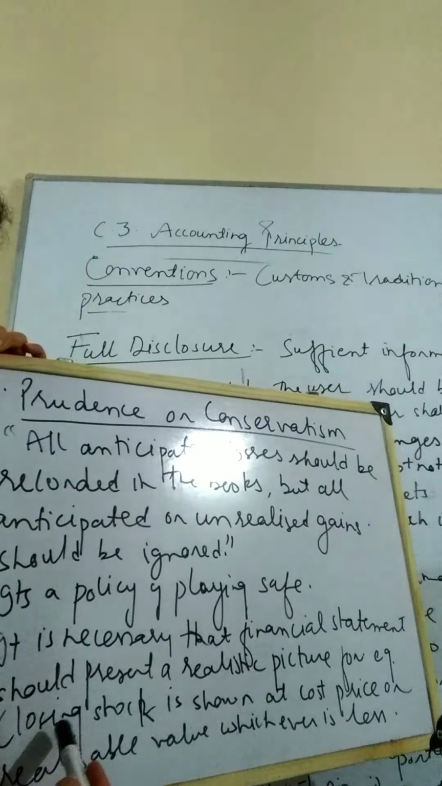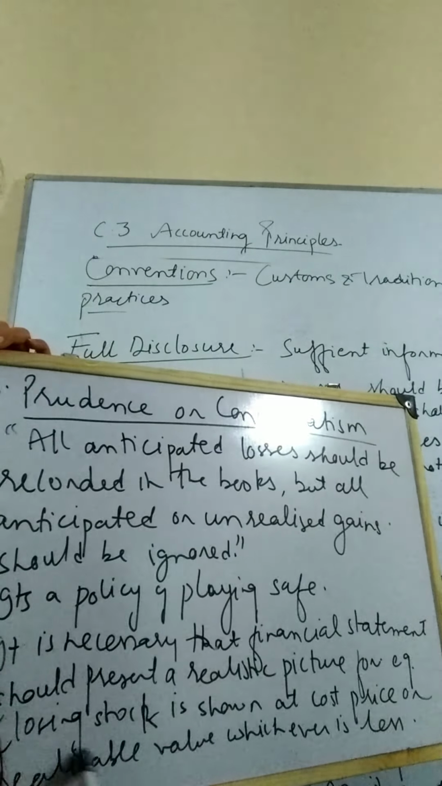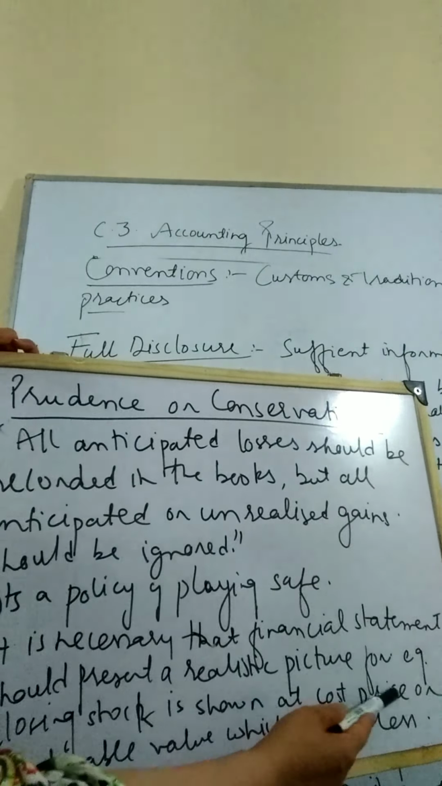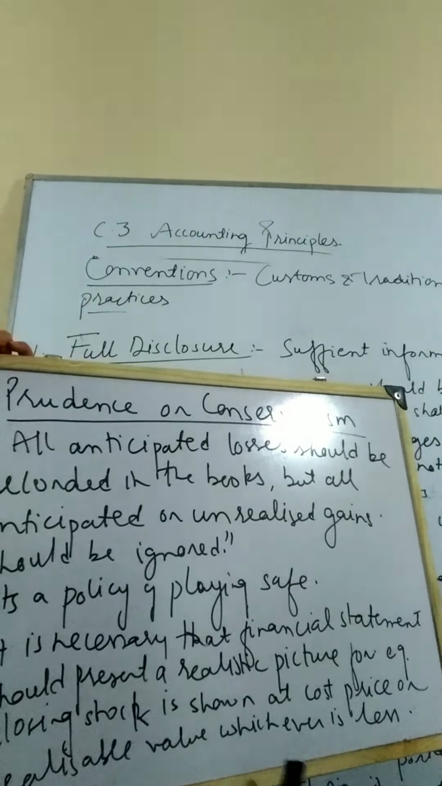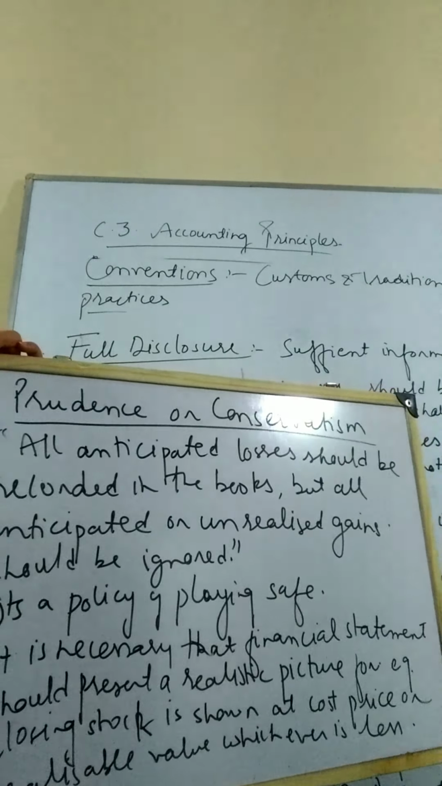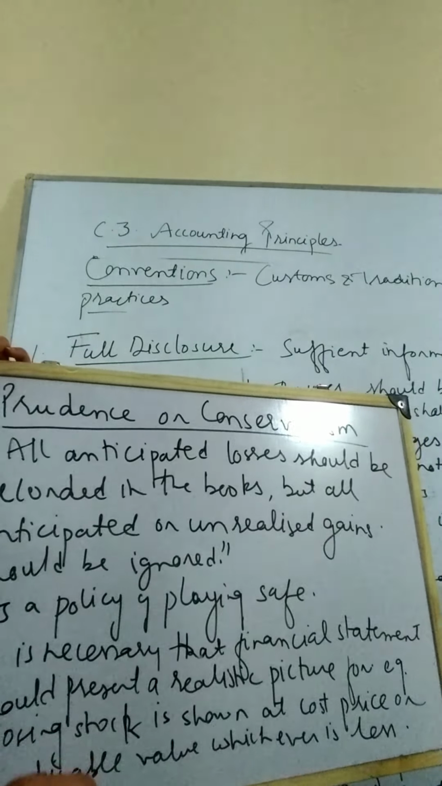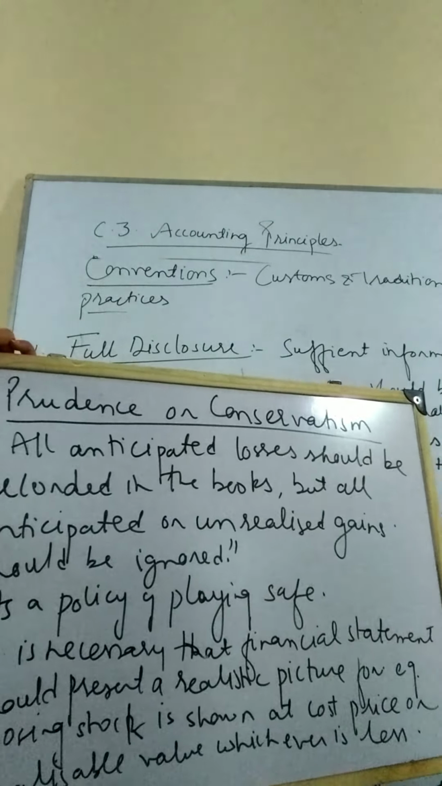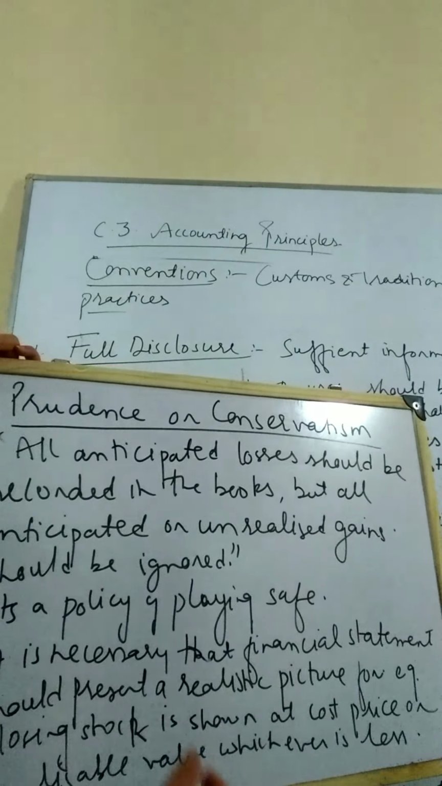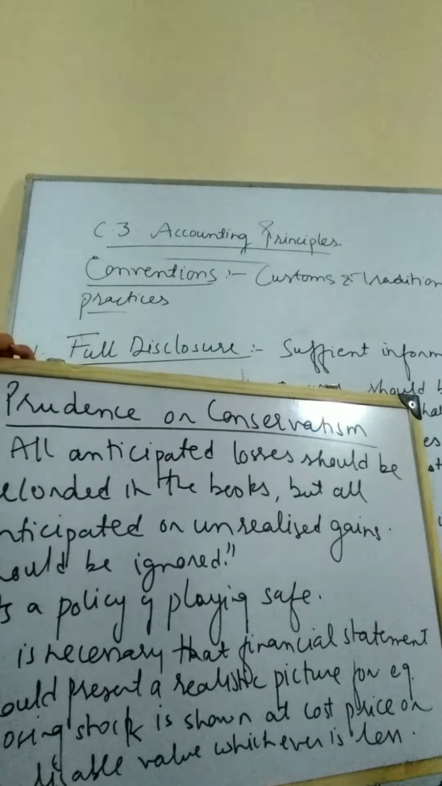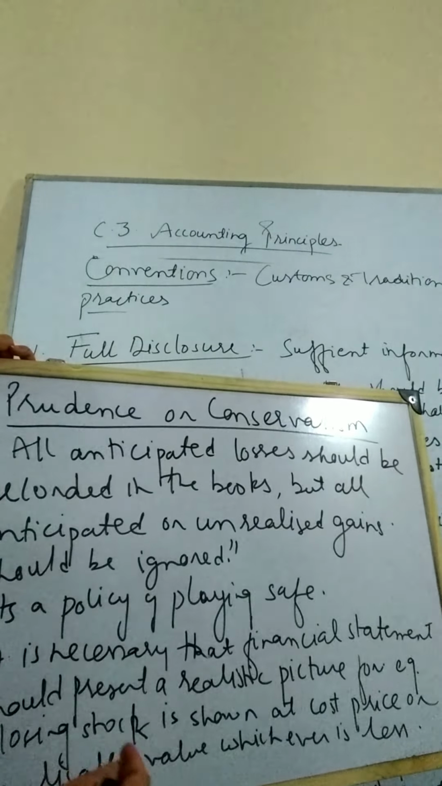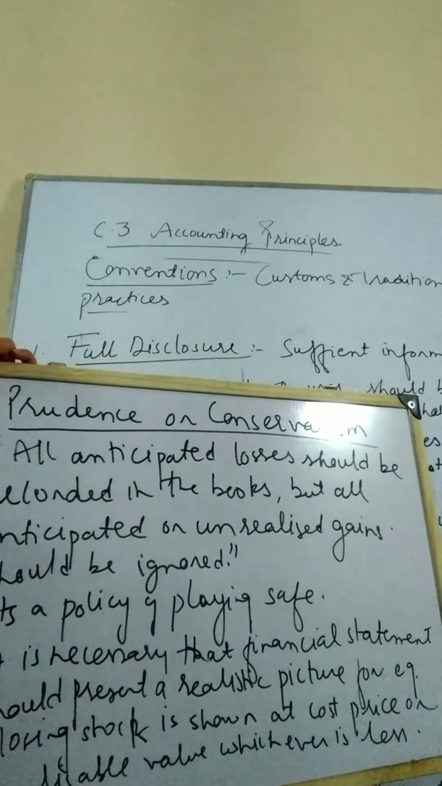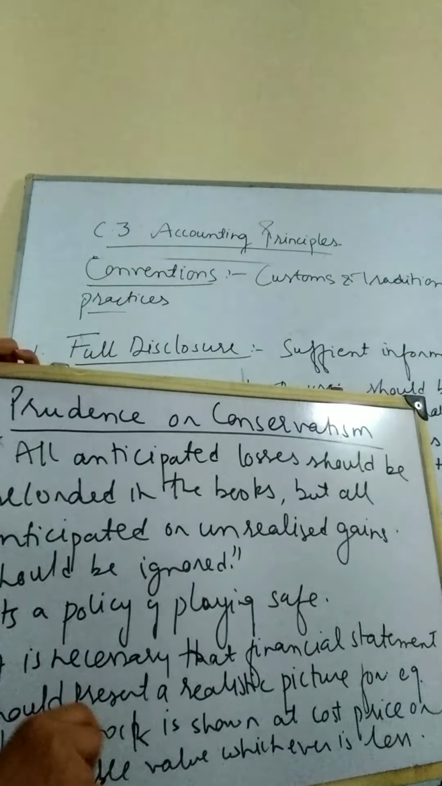For example, the stock which is kept unsold, that is called the closing stock, at the end of the year should be shown either at the cost price or the realizable value, whichever is less. Following the principle of conservatism, the stock which is left unsold at the end of the year, we don't know at how much price it will be sold in the next year. So we follow the principle of conservatism. We show the closing stock at a value either at the cost price or at a price at which it can be sold in future, whichever is less of the two. We have to show the closing stock on that value in the books.